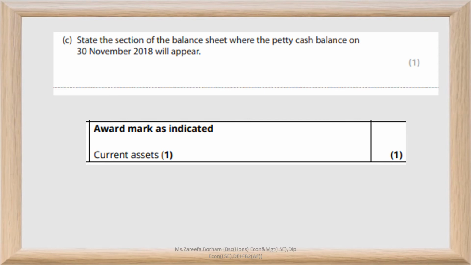Part C of this question asks us which section the petty cash balance will be recorded in the SOFP. Since the petty cash balance is on the debit side, it is an asset. Therefore, it should be recorded under current assets.